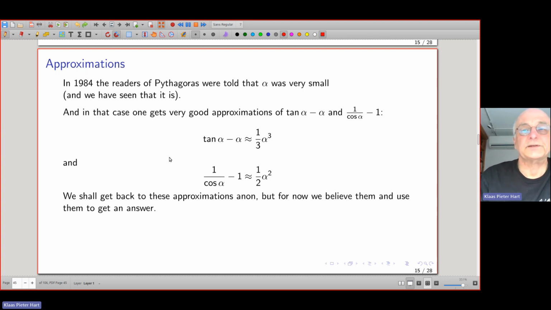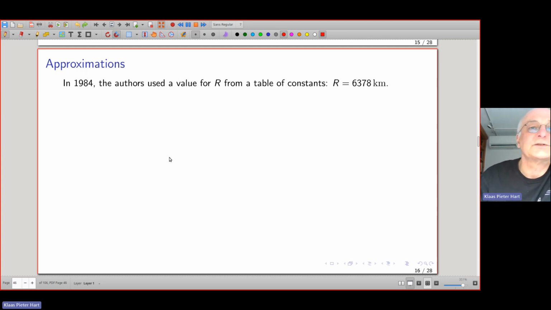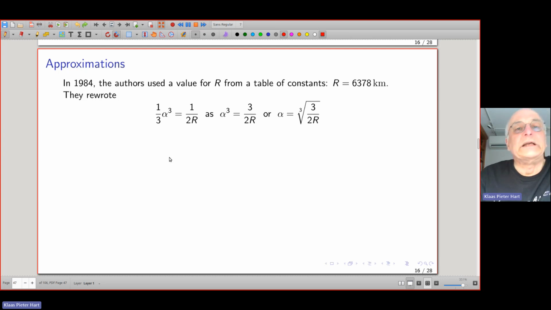We'll get back to them later, but now we're going to use them and see what happens when you take those approximations. Well, then suddenly we can solve the equation tangent alpha minus alpha sort of algebraically. Well, of course, it's an approximate solution, but it's something that we can work with, and it looks quite concrete.